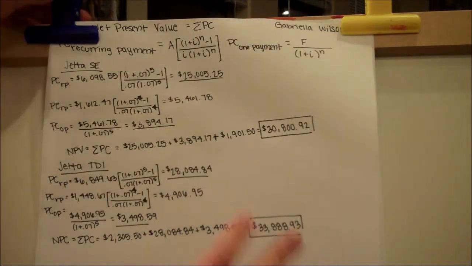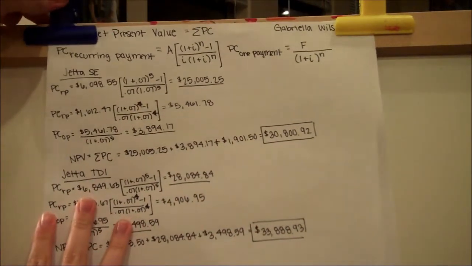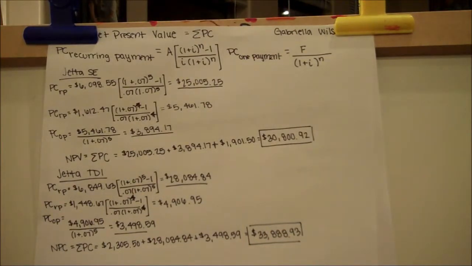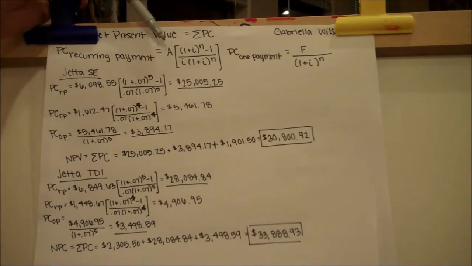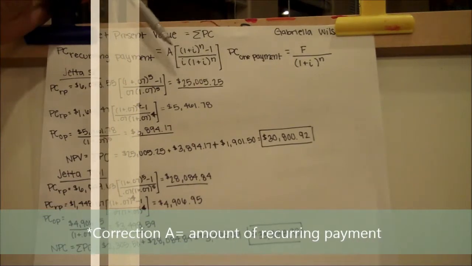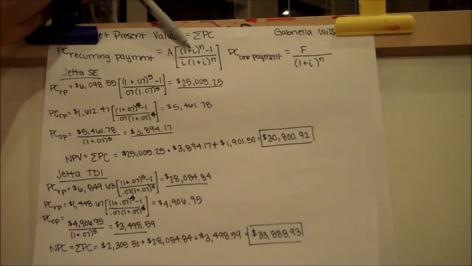Okay, so our first example is going to be the Jetta SE. And our equation for recurring payments for present value equals A, which is the amount financed, multiplied by (1 + i)^n - 1 over i multiplied by (1 + i)^n, where i equals the discount rate, and our discount rate is 7%. N represents the amount of years.